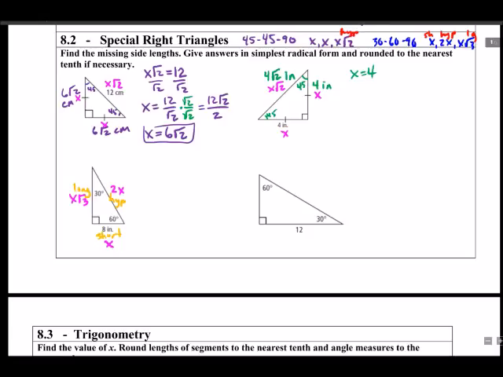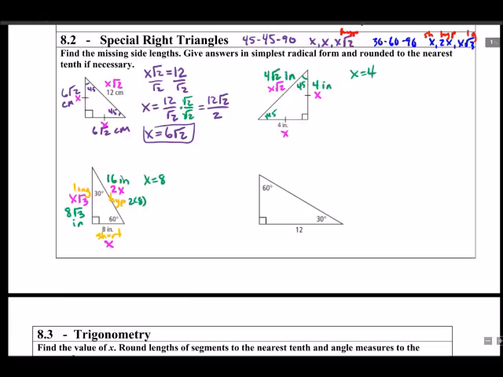And what do we know on this one? X equals 8. So our hypotenuse is 16 inches long, 2 times 8, right? And our long leg is 8 square root 3 inches long. See how easy those are? All right, next one.